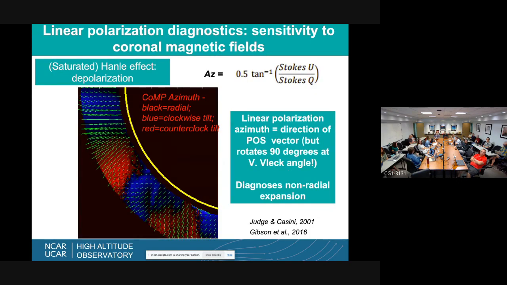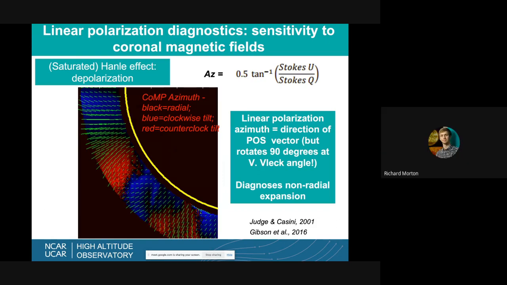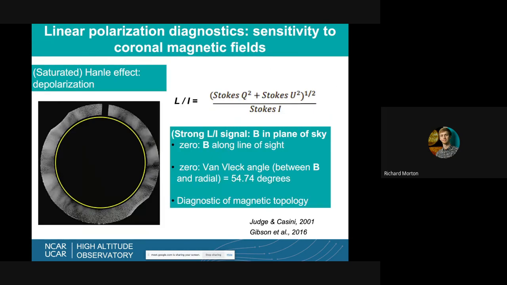This is actually a little easier to interpret. Yeah, go ahead. Who's online? Richard, go ahead. Hi, yeah. You said the linear polarization is zero for two conditions. Is there a way to tell the difference between the two conditions? Is there another thing you can use in the data that says whether B is along the line of sight or we're at the Van Vleck angle?